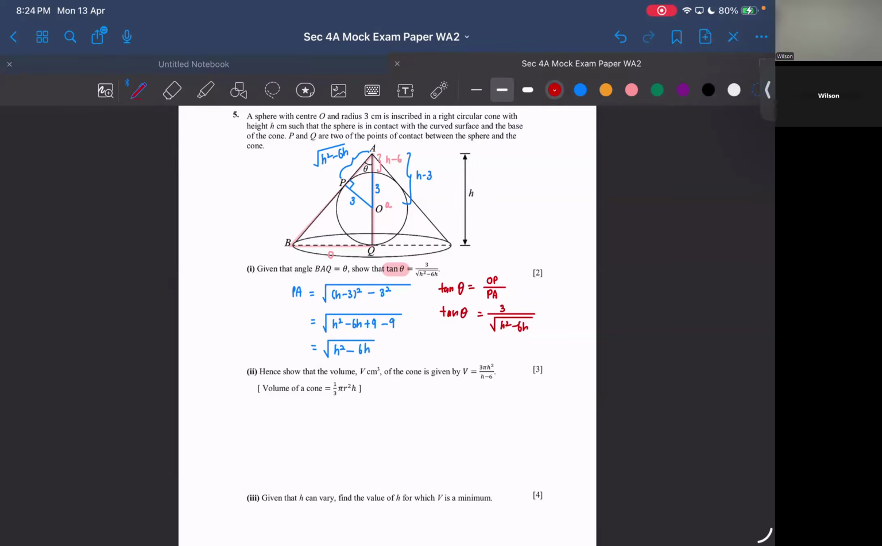That is the radius of the sphere. The radius of the sphere is 3. The radius over here is 3. We need to find out what BQ is. What are we supposed to do?